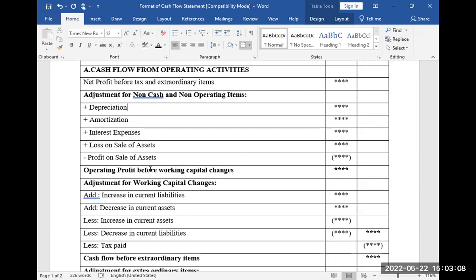So how do I find out net cash flow from operating activities? Net cash flow. Look at this. How do I find out? The starting point is net profit from the profit and loss account. I will take it and write it here. And there are some items to be added. There are some items to be deducted. Let us understand that after the break.